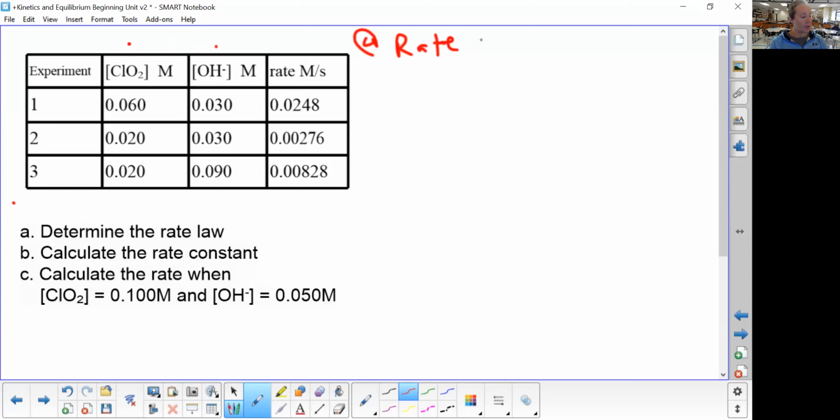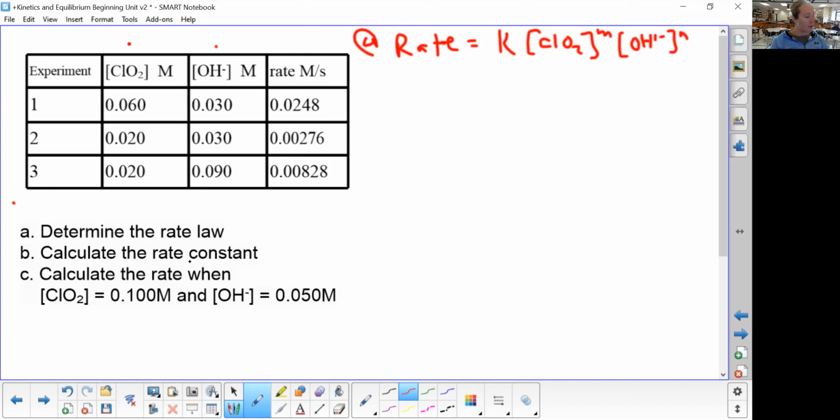In general, rate is going to be equal to some constant for that experiment at a certain temperature, times the chlorine dioxide concentration raised to some power, which we have to determine, and then the hydroxide ion concentration raised to some power. So for A, we want to figure out what m and n are. For B, we're going to find the rate constant k, and then figure out what the rate would be at certain concentrations.